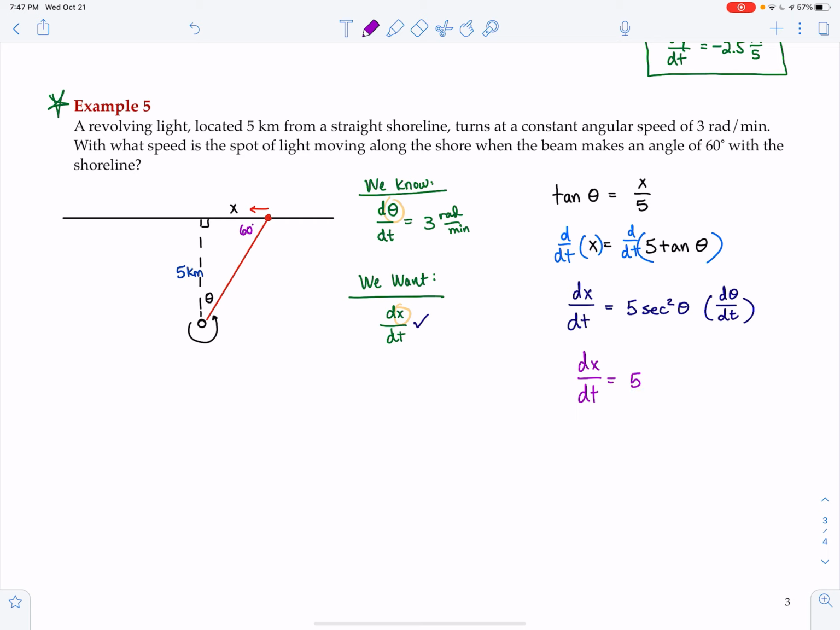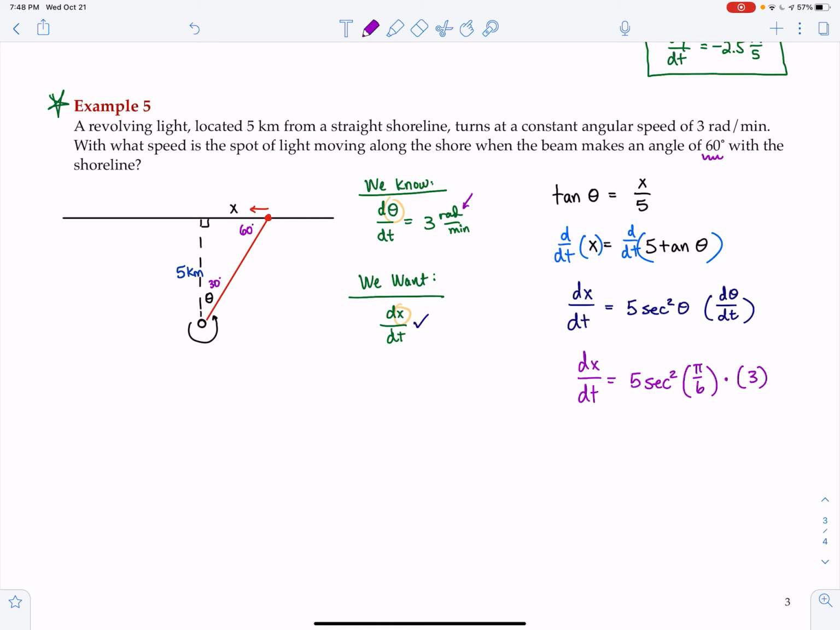5 secant squared. What is theta? A lot of people might put in the 60 degrees, and then they would have to be like, oh, wait, we are actually talking about 30 degrees. But then you would have to be, oh, wait, our angular speed was given to us in radians. So we need to represent that 30 degrees in radians, which hopefully you remember is pi over 6. And then we were told the angular speed was 3 radians per minute.